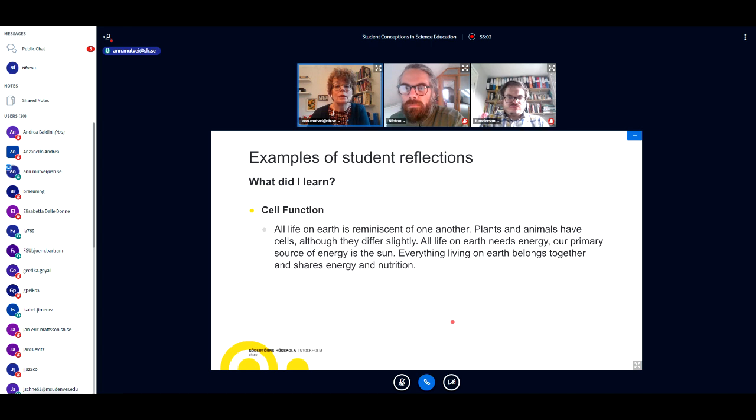And the last example is cell function. All life on Earth is reminiscent of one another. Plants and animals have cells, although they differ slightly. All life on Earth needs energy. Our primary source of energy is the sun. Everything living on Earth belongs together and shares energy and nutrition.